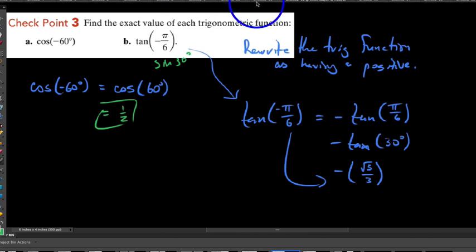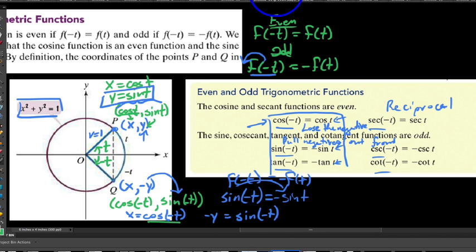So the benefit here to knowing whether or not your trig function is even or odd is if ever there is an instance where you're plugging in a negative angle, you can rewrite it as having a positive angle instead.